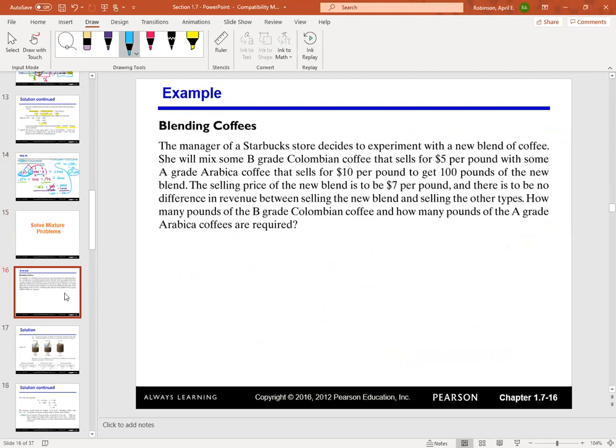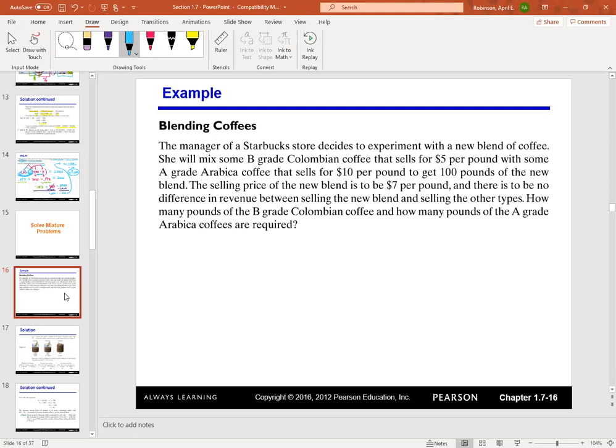Okay. A manager of a Starbucks store decides to experiment with a new blend of coffee. She will mix some B-grade Colombian coffee that sells for $5 per pound with some A-grade Arabica coffee that sells for $10 per pound to get 100 pounds of the new blend.